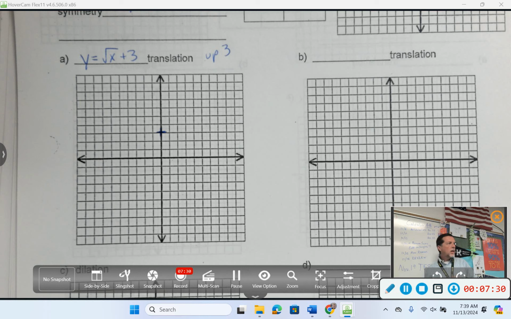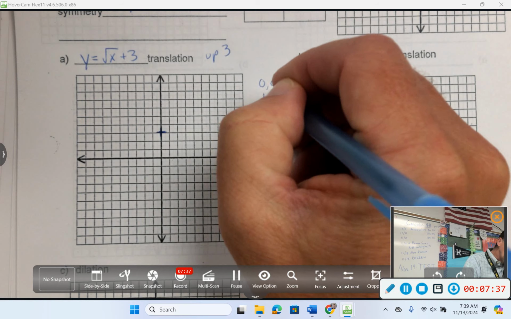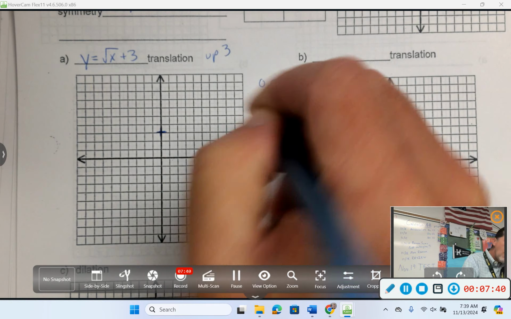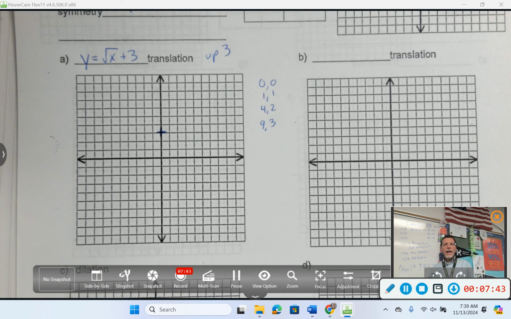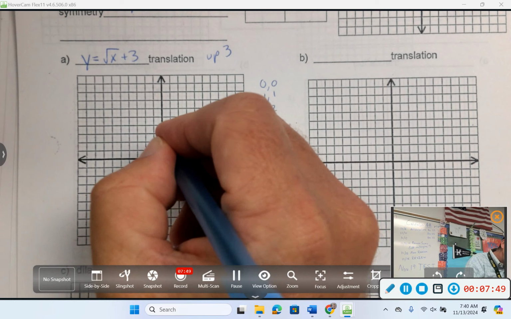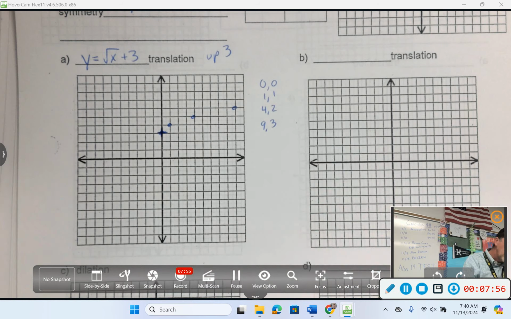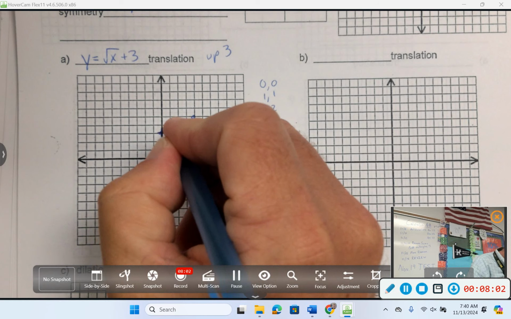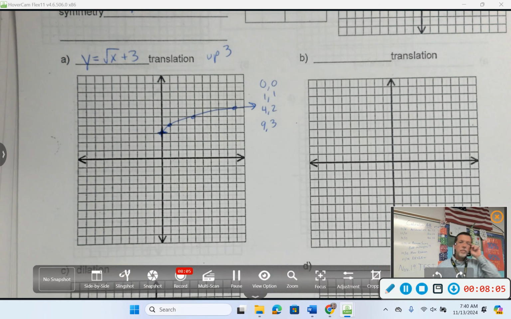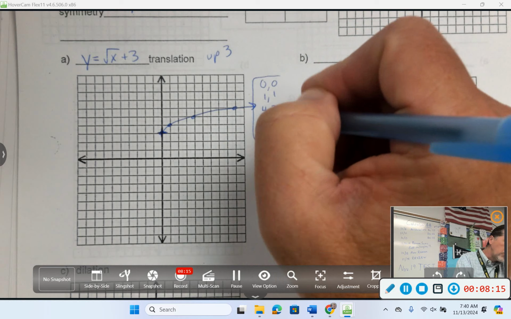It'll look exactly the same as the parent function. In fact, these aren't really ordered pairs so much as ordered directions. So I can use those same set of points every time. I just have a different starting point. 0, 0, 1, 1, 4, 2, 9, 3, 16, 4, 25, 5, and so on. So yeah, the picture's the same. It's just been moved up 3. So handle the translation first. And by handling the translation, that means you can always use that set of points.